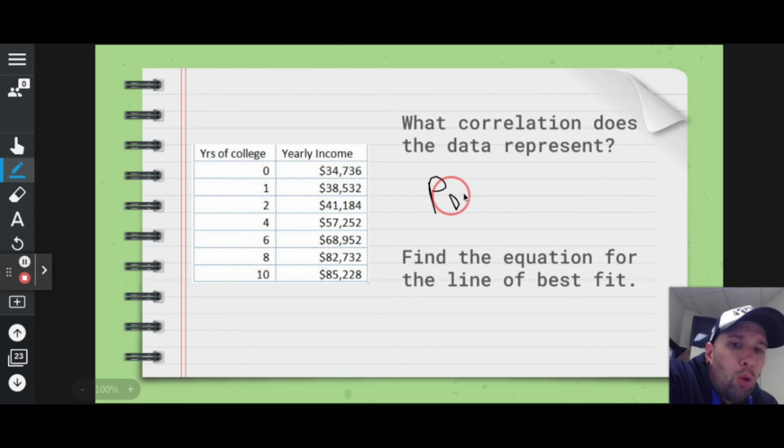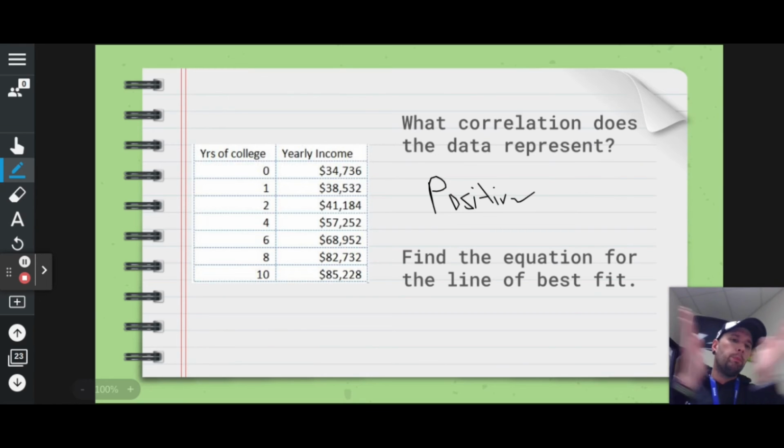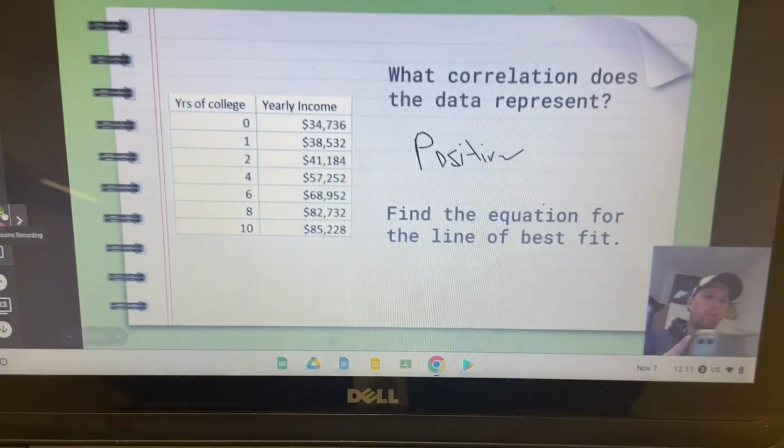That's a positive correlation. Again, very laggy pen here, not happy with it. So even if I write as fast as I can, that's what positive looks like. I'm going to pause this, and then I'm going to do the next part on the calculator and then finish the rest of the problems.